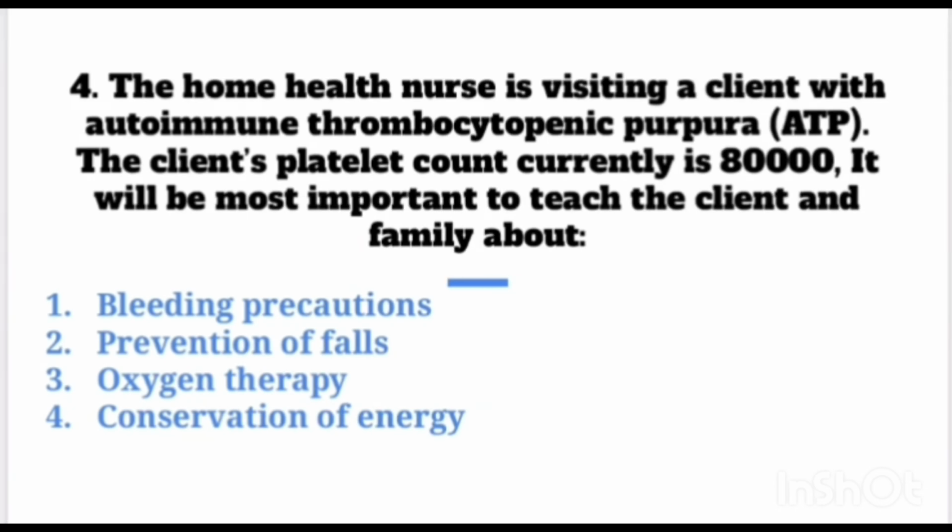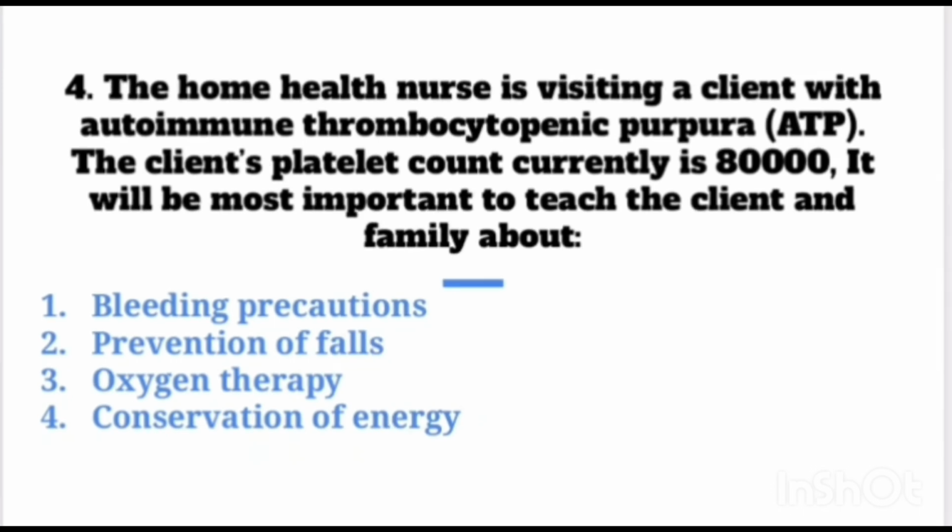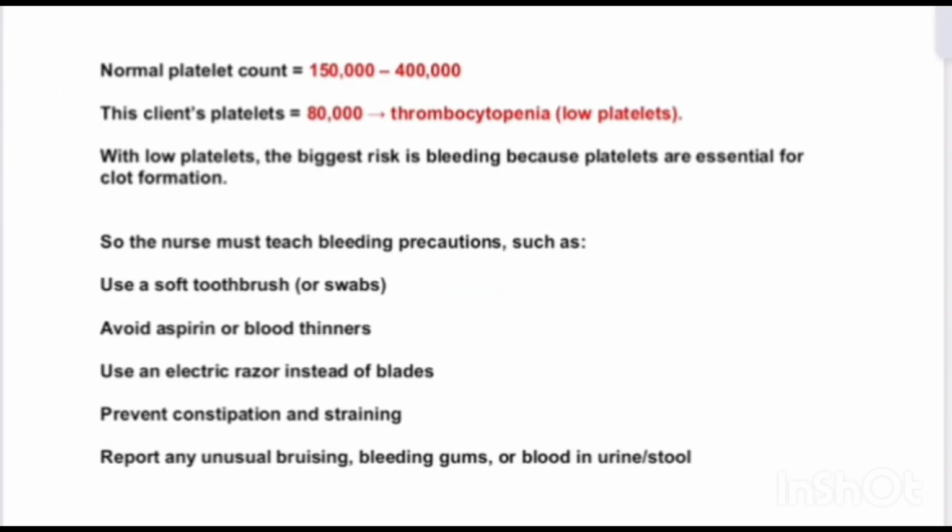What is the keyword here? Autoimmune thrombocytopenic purpura, and the current platelet count is 80,000. What will you think about this 80,000 platelet count? What is thrombocytopenic purpura, and what does the platelet count of 80,000 mean? Yes, it is not normal. The normal platelet count is 150,000 to 400,000. And here the client's platelet count is only 80,000, which means thrombocytopenia, and thrombocytopenia causes increased bleeding risk.